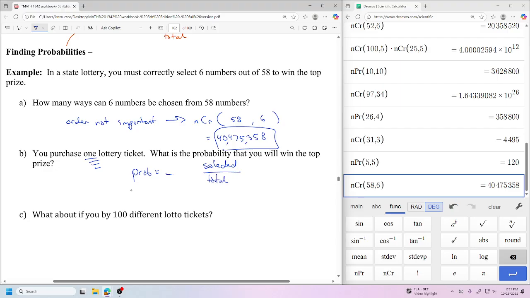How many lottery tickets are we selecting here? 1. What's my total? Yeah, that huge number, right? 40 million. And that's your answer.